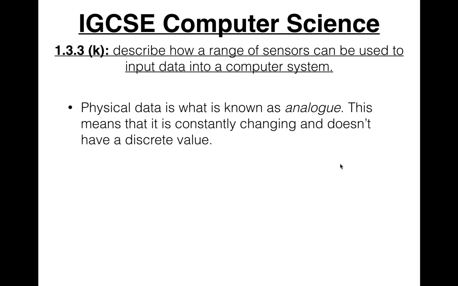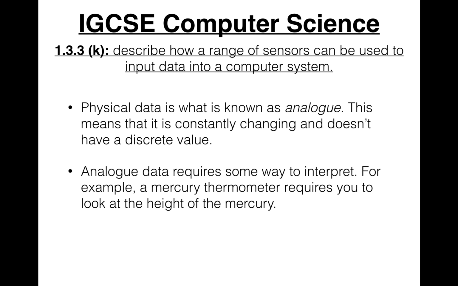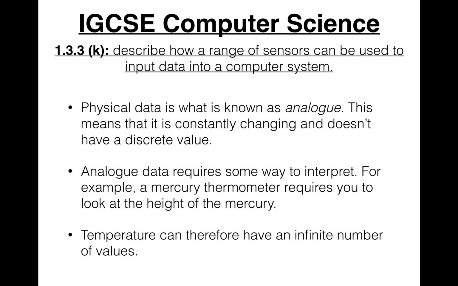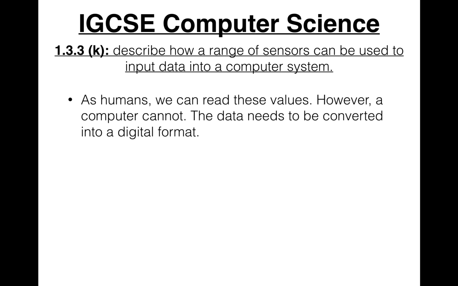So basically, physical data is what is known as analog. This means that it's constantly changing and doesn't have a discrete value. Analog data requires some way to interpret. For example, a mercury thermometer requires you to look at the height of the mercury. So temperature can therefore have an infinite number of values. As humans, we can read these values. We can look at a clock and say, oh hey, it's 12 o'clock. Or we can look at a thermometer and say, oh, it's 35 degrees.